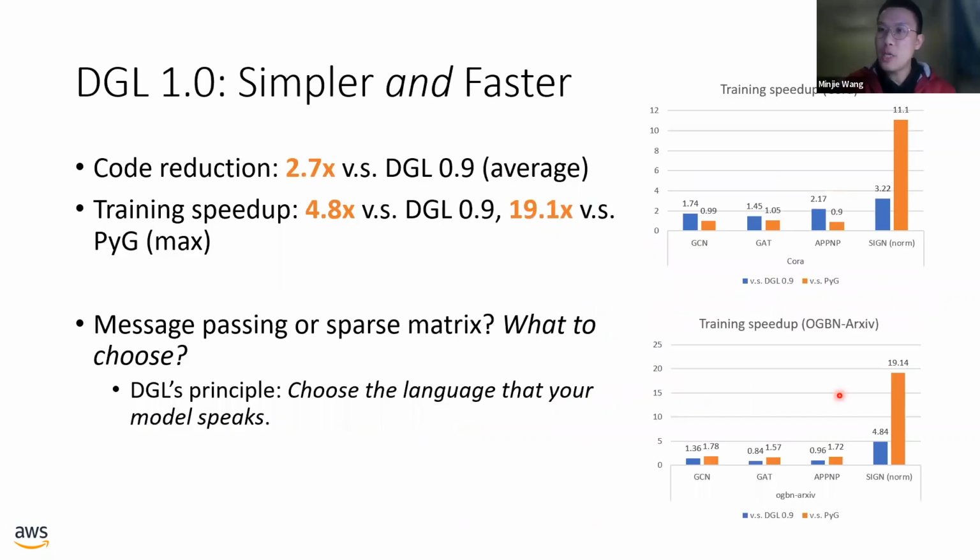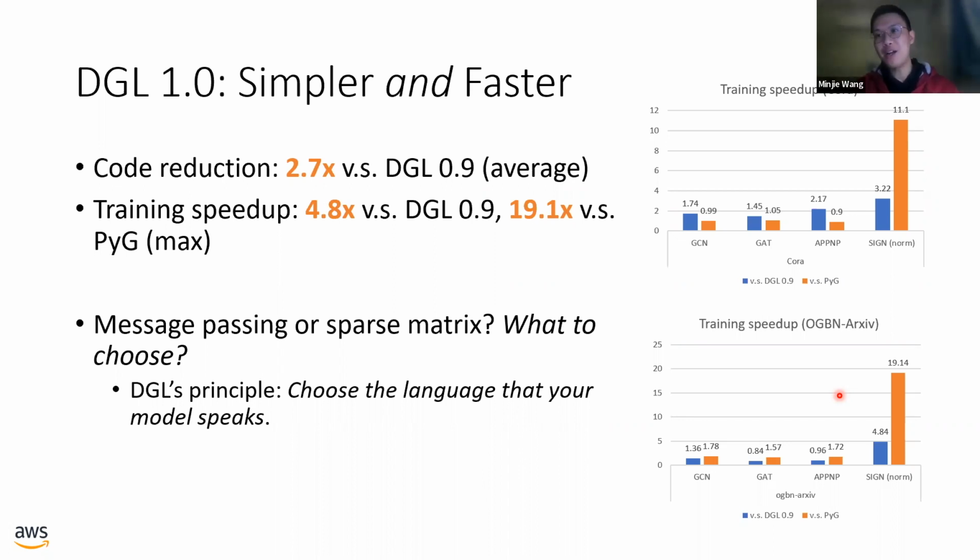Okay, seeing all these examples, hopefully you agree that this new sparse matrix API makes the programming of these matrix-view models much simpler. We also have some measurements. For example, the average code reduction is 2.7x compared with DGL 0.9. And because of the underlying system optimization of these kernels, the training speed is also much faster compared with the older DGL and also versus PyG.